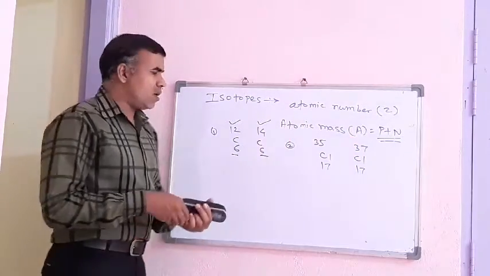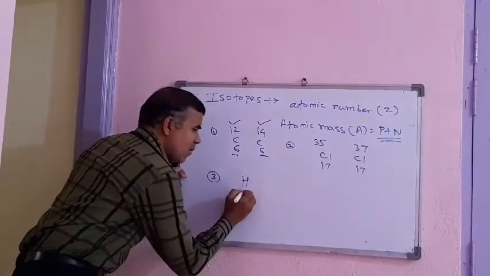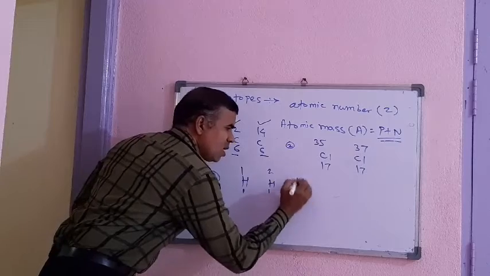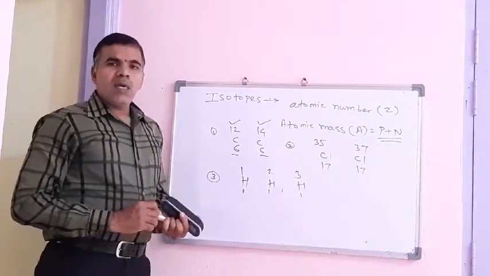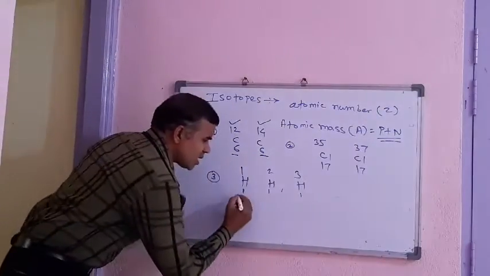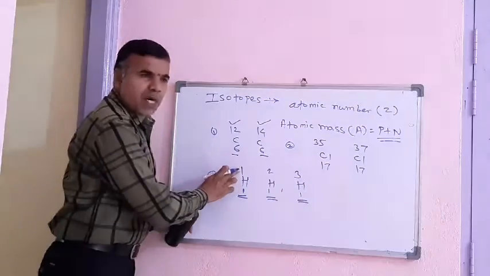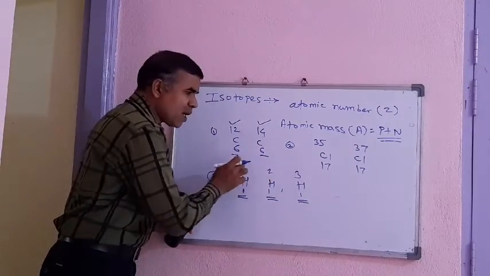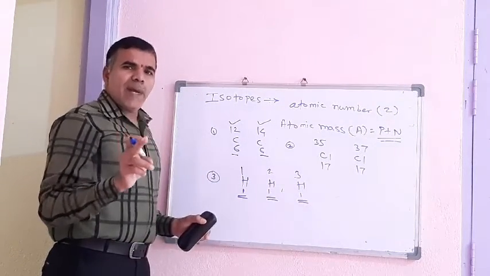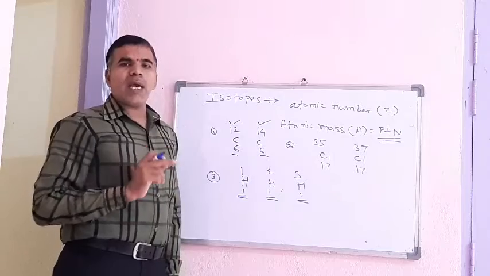Third example, hydrogen. Hydrogen has three isotopes. The atomic number of hydrogen is 1. The isotopes are H-1, H-2 and H-3. In hydrogen, the atomic number is the same, 1, but the atomic mass numbers are different: 1, 2, 3. So an isotope means an element having the same atomic number but different atomic mass number.